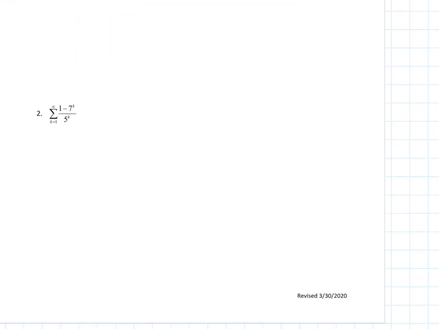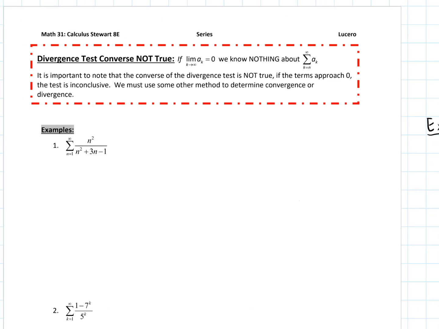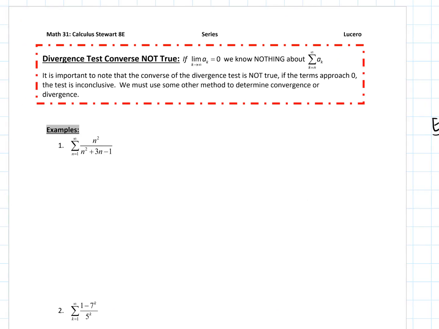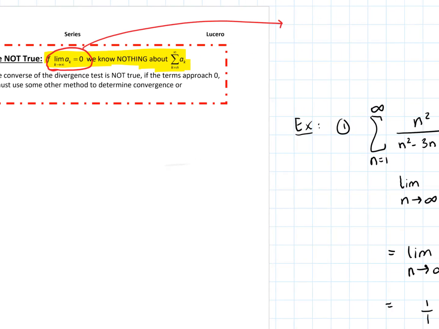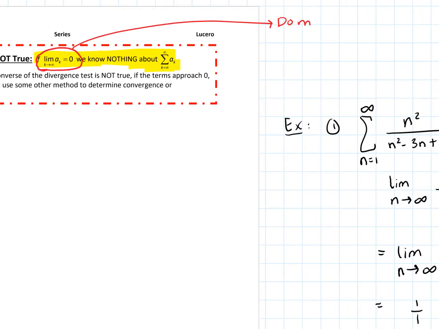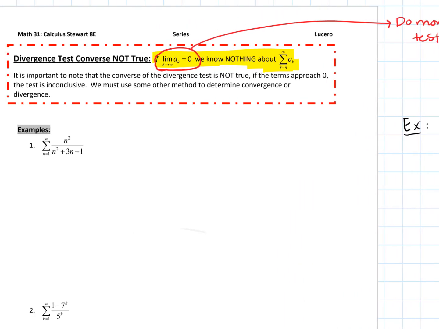Now, on the other hand, we have to keep this in mind. If the terms themselves approach 0, we know nothing, it turns out, about what happens to the series. I always say, if we check that and the terms themselves go to 0, well, then that's going to mean to us do more tests or do more work. Okay? It's going to mean we don't know anything yet. We still have to do some more work to figure out if we have convergence or divergence.